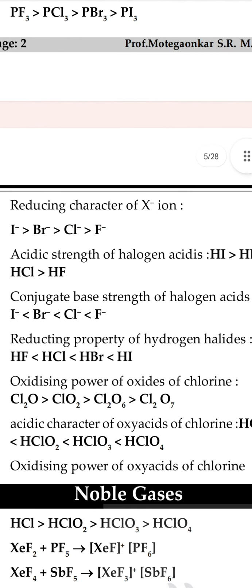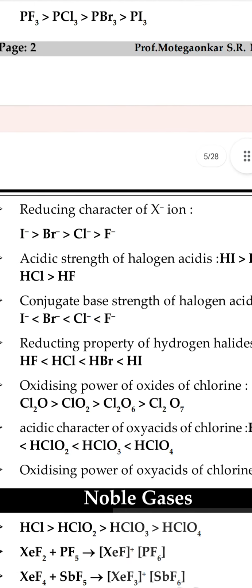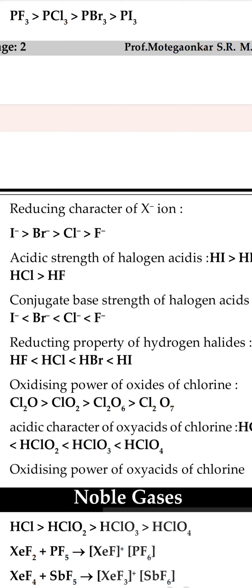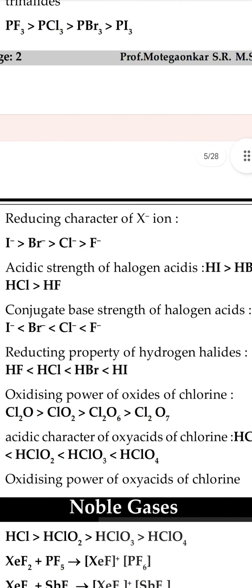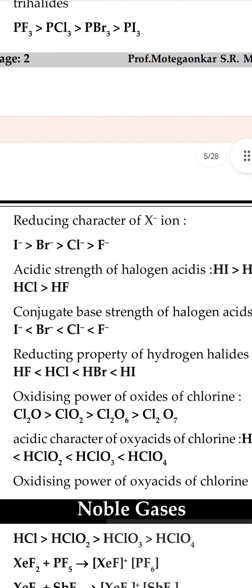Acidic strength of halogen acids: HI is better. HF is least. Conjugate base strength of halogen acids: reverse. F minus is best. Reducing property of hydrogen halides: HI is best because of longer bond length and lower bond energy.